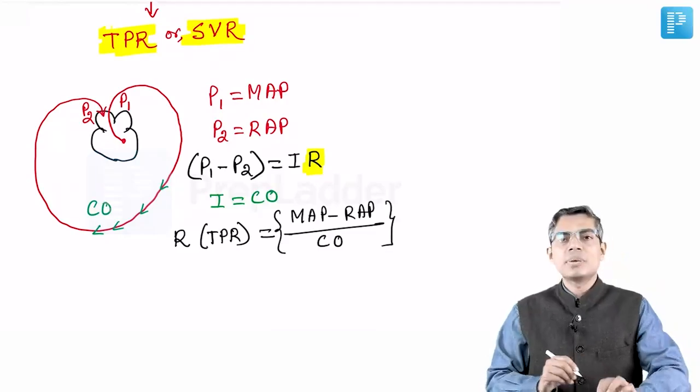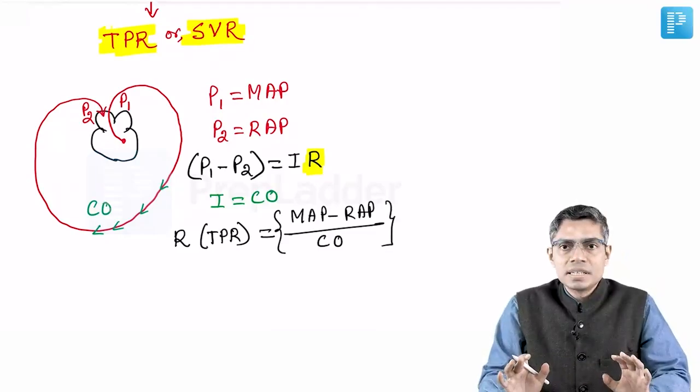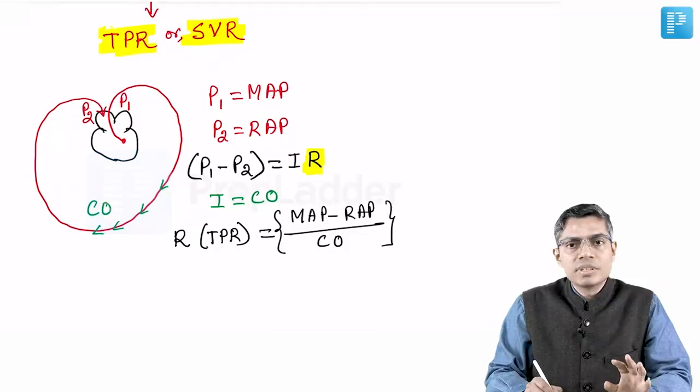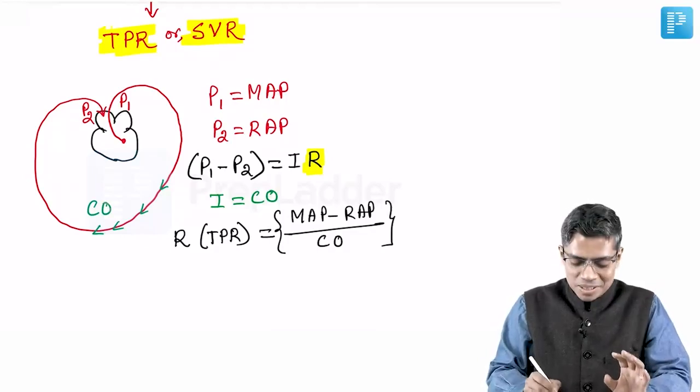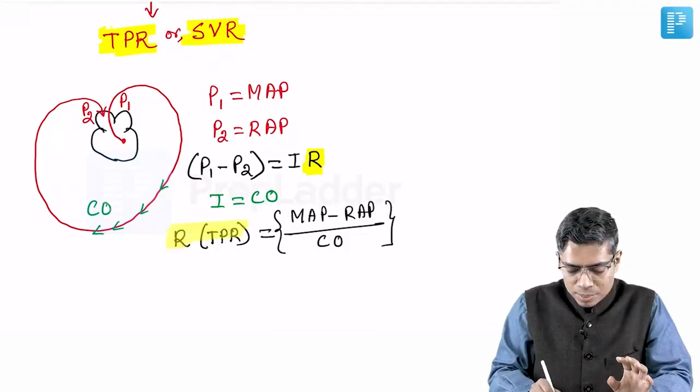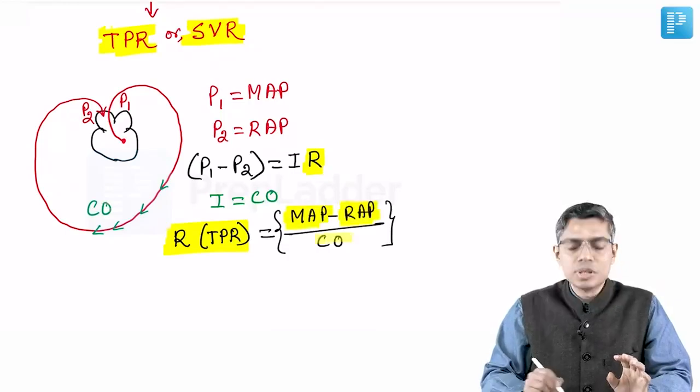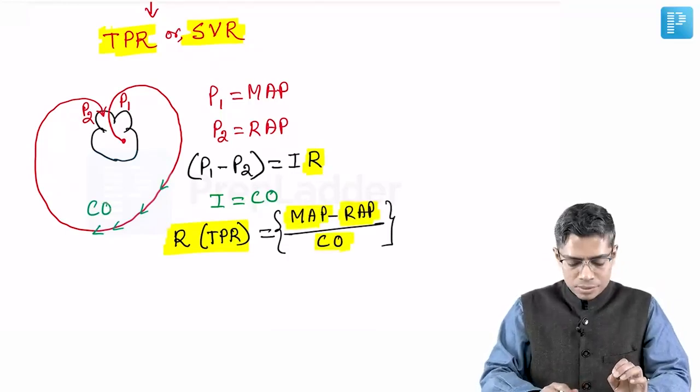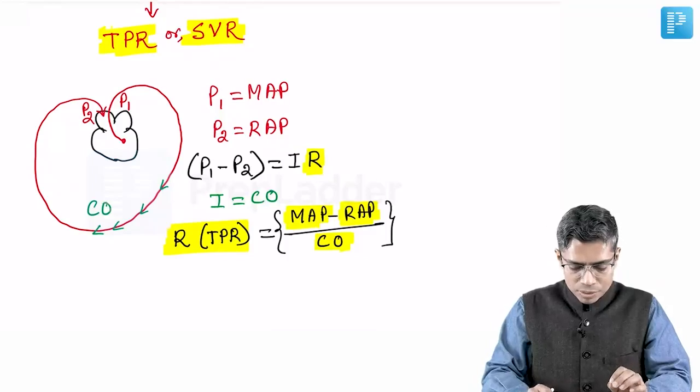Getting my point? Very, very important. This question has not been given till date, but believe me, this is going to be given soon in your future examination, right? So calculation of the total peripheral resistance by this formula: MAP minus RAP upon your cardiac output. Okay, now look at the MCQ. How will the MCQ be given?